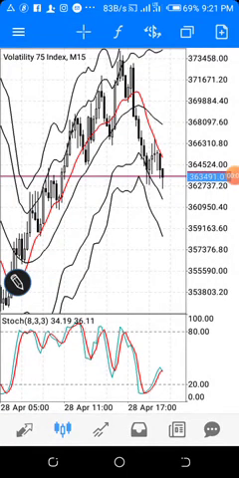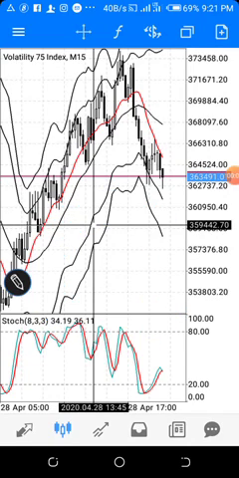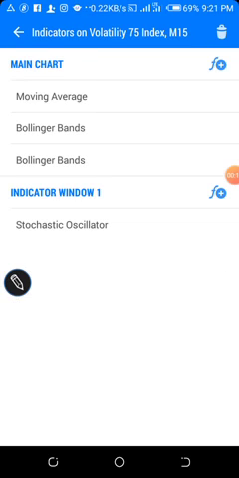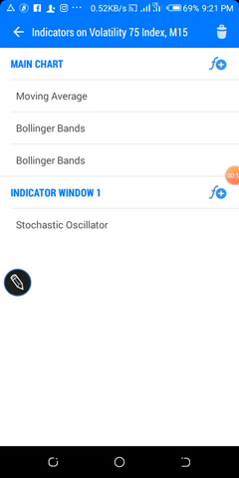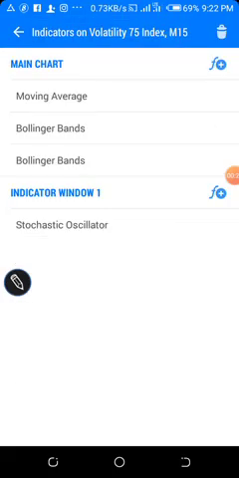Okay guys, I want to show you my strategy for volatility 75. These are my indicators: Bollinger band, period 20, deviation 2, then the second one, period 20, deviation 3.0, then your stochastic should be 8, 3, 3.